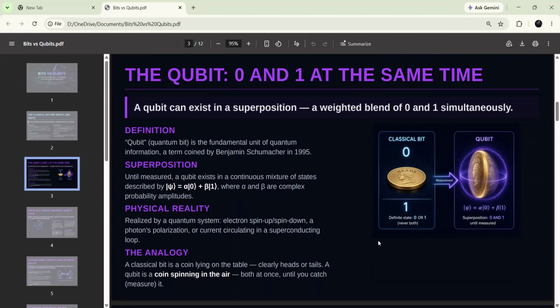And also, if you see the physical reality, it is really a quantum system. It means if you consider the electron's spin up or spin down state, or if you consider the photon's polarization state, like that you are able to see the physical reality. So that is the thing.